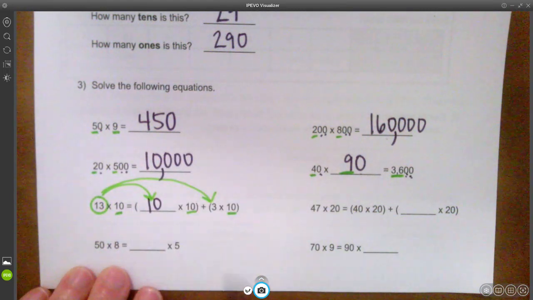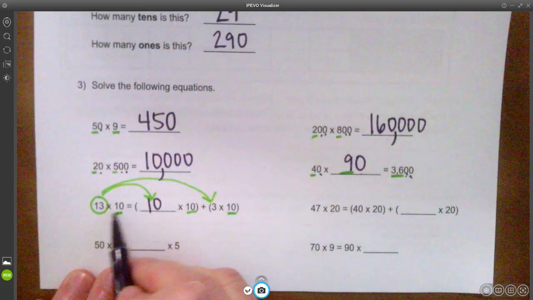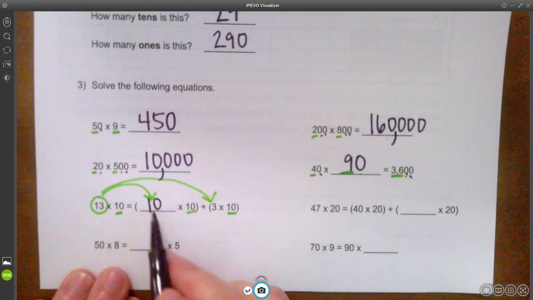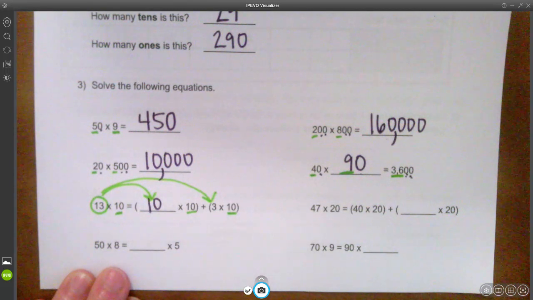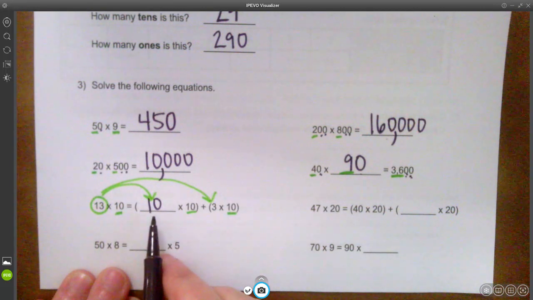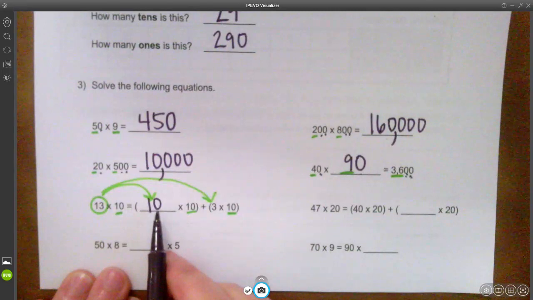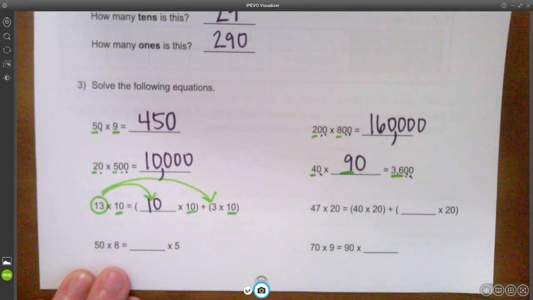So here's what it's saying. Instead of doing 13 times 10, do 10 times 10 and then 3 times 10 and just put it together. And we don't have to figure out the answer. We're just figuring out what goes in this blank. We don't have to figure out the final product.